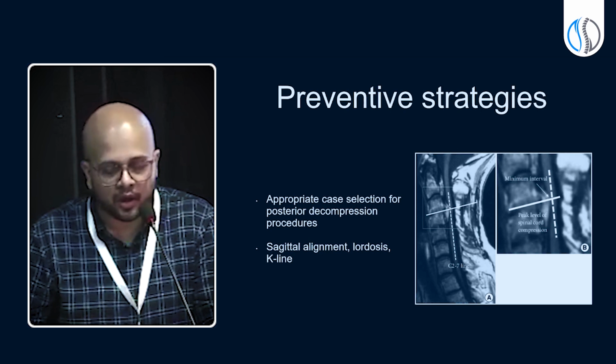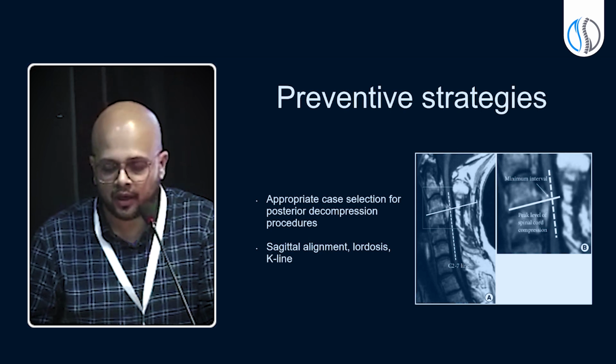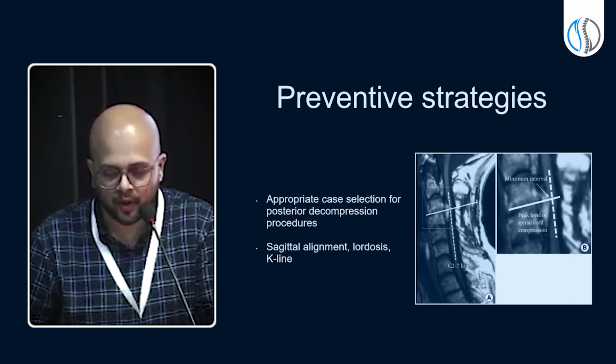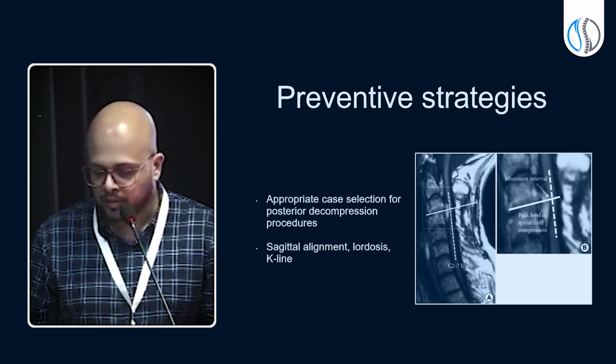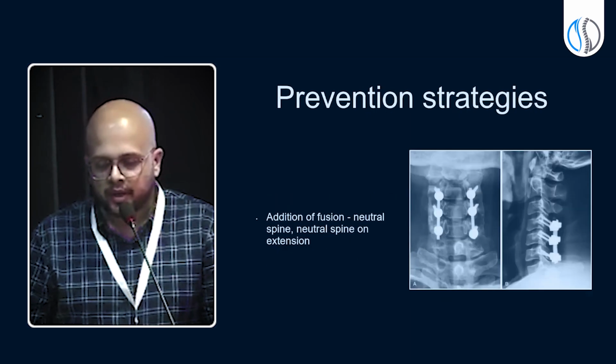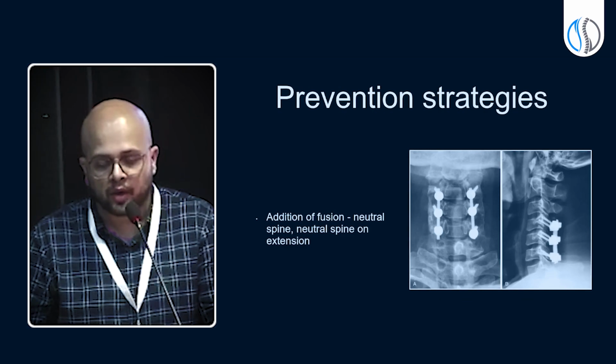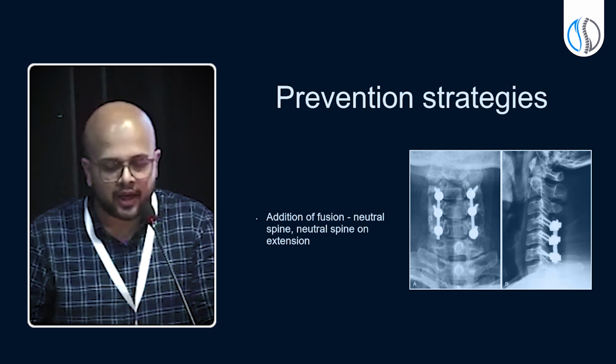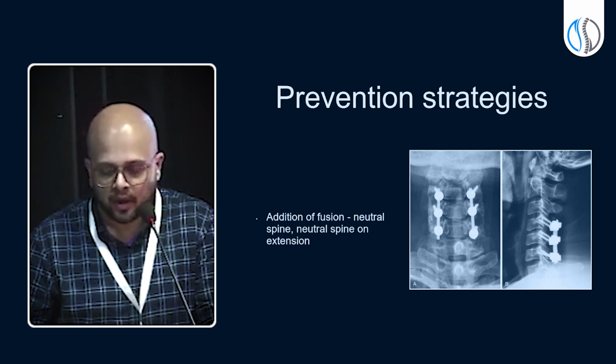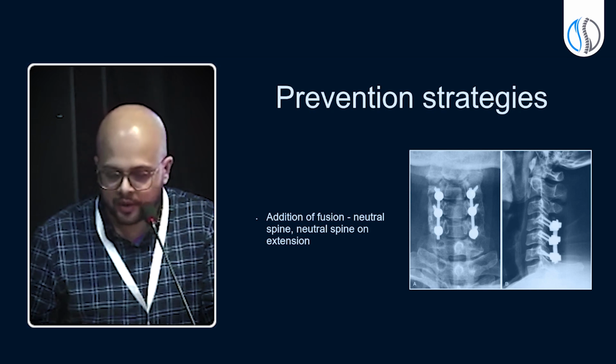Patients with a good lordosis, sagittal alignment and the K line, which is usually used for decision making, are suitable. You should not be hesitant to add a fusion, particularly in patients with neutral alignment or neutral alignment on extension and the at-risk cases which we mentioned above. Adding a lateral mass fixation helps in preventing this.